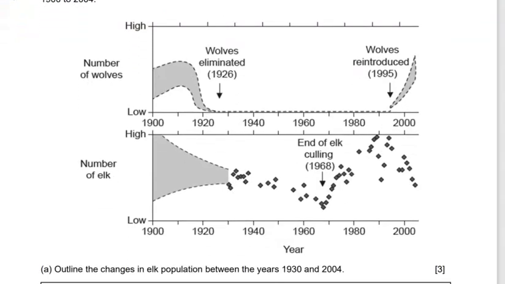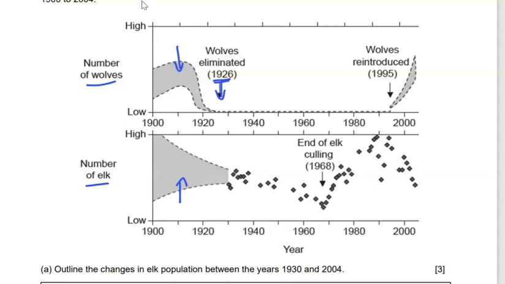It's always worth looking at the graphs before you read the questions. It's a valuable exercise, often drawing your attention to important features. So, number of wolves at the top, number of elk at the bottom, which of course are the prey. And we can see that in the early part of the 20th century, the variable numbers are perhaps linked somehow between the two. And then this notable event in 1926 with the elimination of the wolf, the predator.